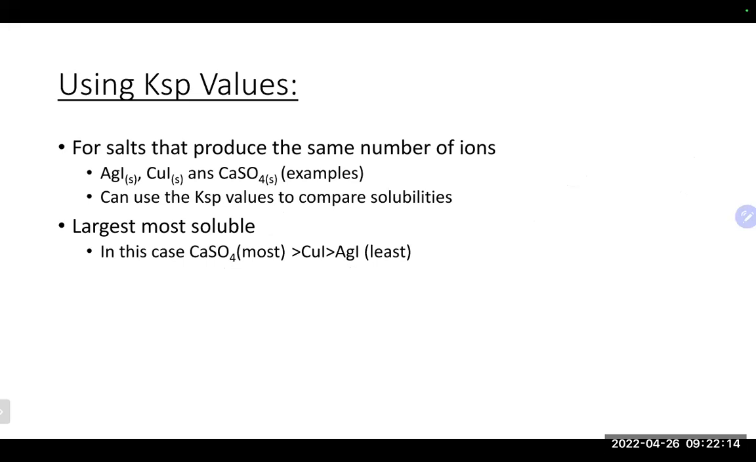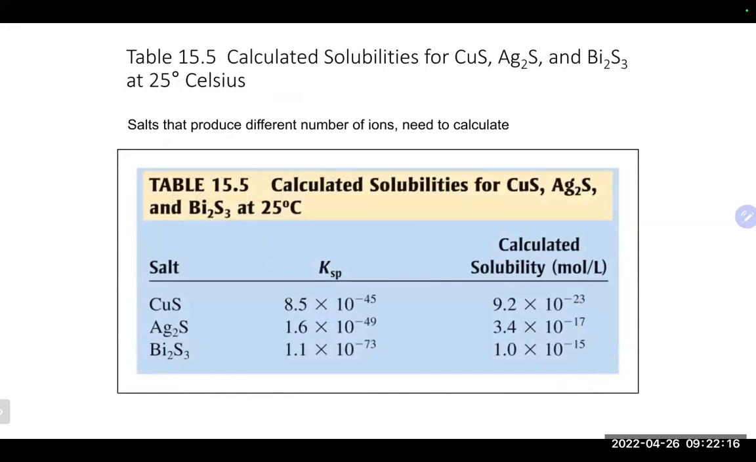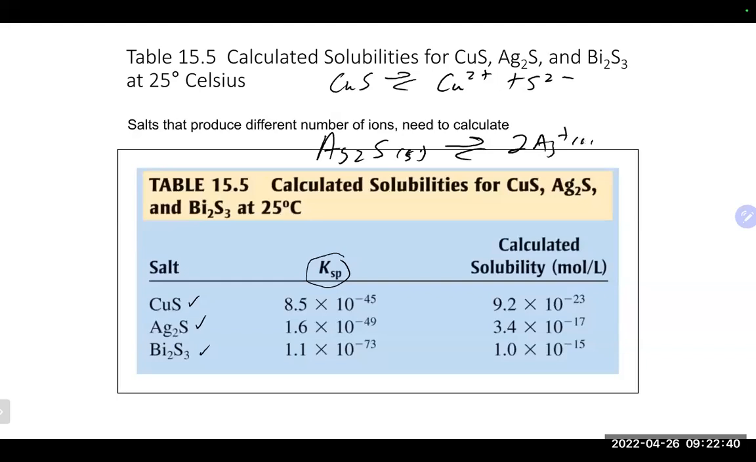Now, when we get to a situation like what we see here, when we look at these 3 guys and we want to compare the Ksp values, we cannot do it directly, because when we look at copper 2 sulfate, you get a copper 2 and a sulfate, which is 2 ions. If you look at silver sulfide, you get 2 silvers and a sulfide, which is obviously 3 ions, right? And this guy, you get 5 ions on the bottom.